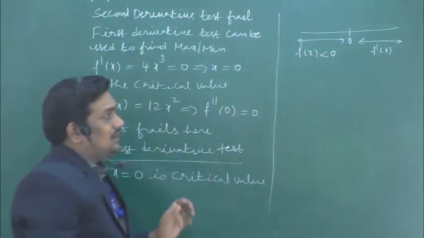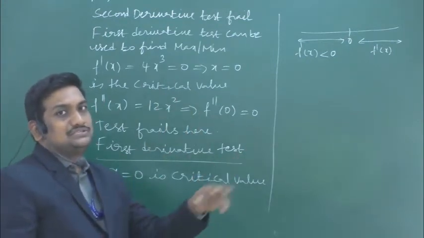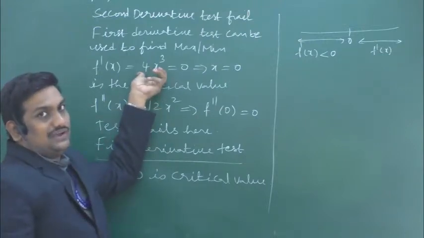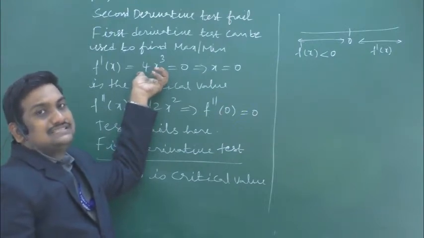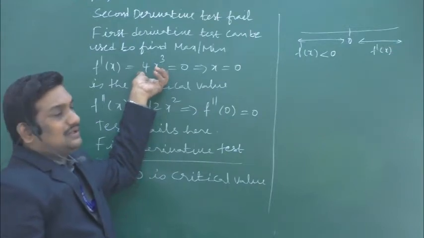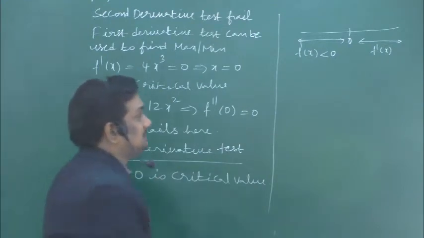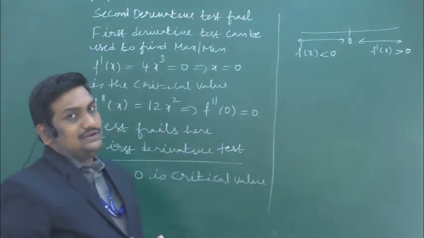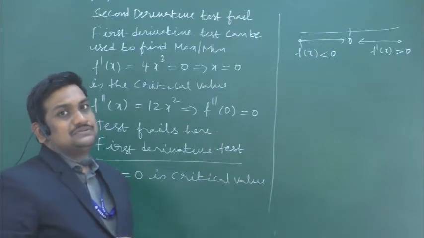Okay. Now the right hand side of 0 will be 1, 2, 3 and so on. On substituting those values here, you will get positive values. If x equals 1, 4 into 1, 4, it is a positive value. If x equals 2, 4 into 8, 32, it is also a positive value. For all right hand side values of 0, you will get f dash x as positive. So according to the first derivative test, you will have a minimum at x equals 0.